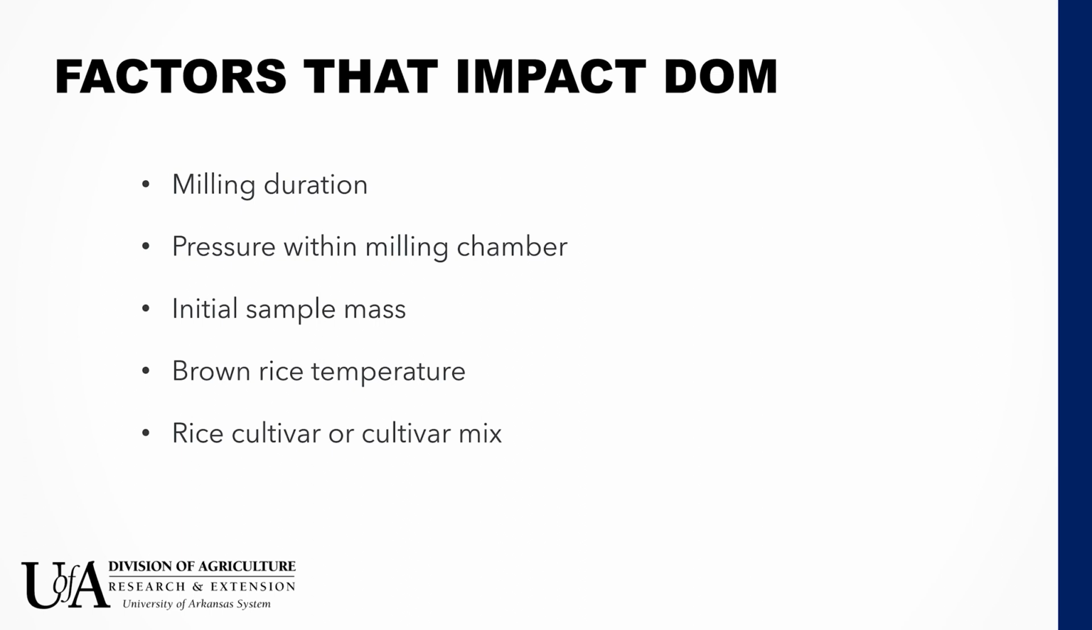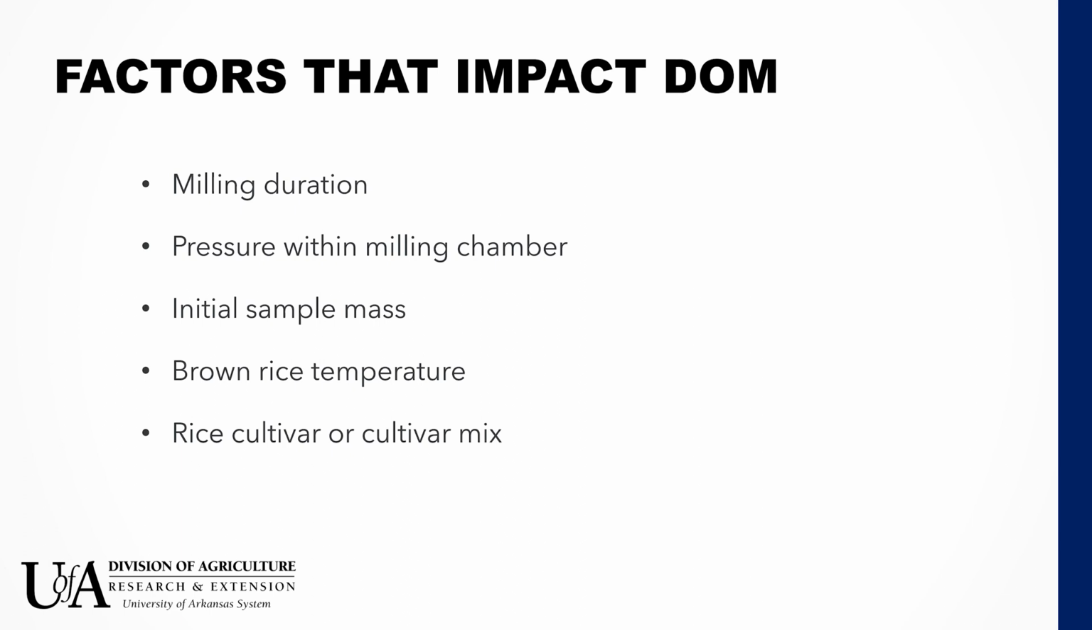The other thing is the initial sample mass. Of course, if you put a lot of samples inside there, you would expect maybe more friction, and the degree of milling for the same set duration might be different if you had less samples inside there. Again, we found out from our laboratory studies that the brown rice temperature is an important parameter. Colder rice tends to mill less, and so it's recommended that when you get rice from storage, you place it in an ambient condition and let it equilibrate before you place it in the mill.